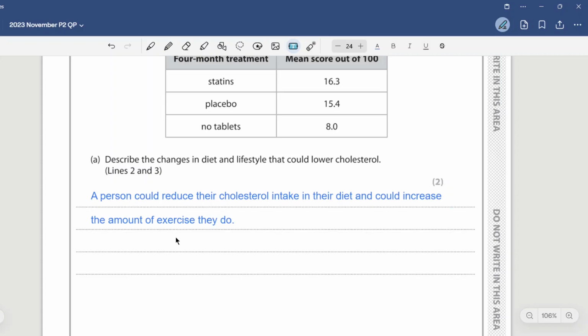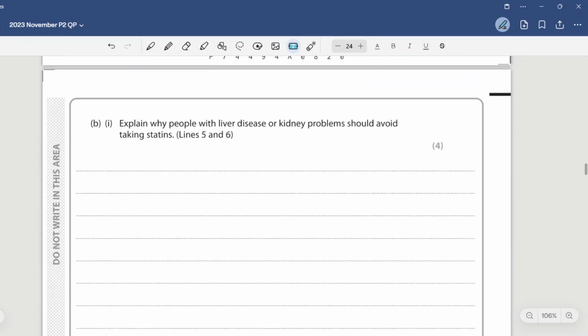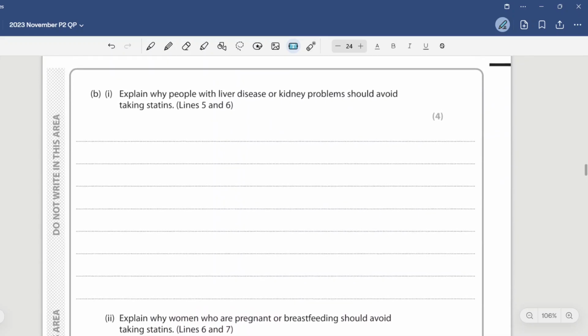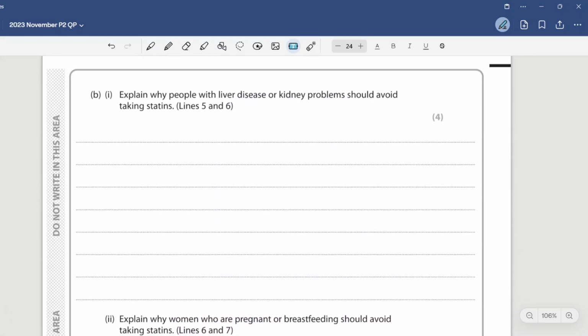All right, that would be the 2 marks. Let's move on to part B1. Explain why people with liver disease or kidney problems should avoid taking statins. So we're going to split this question into 2, addressing the liver disease first and then addressing kidney problems.